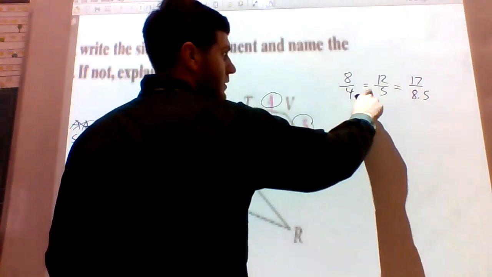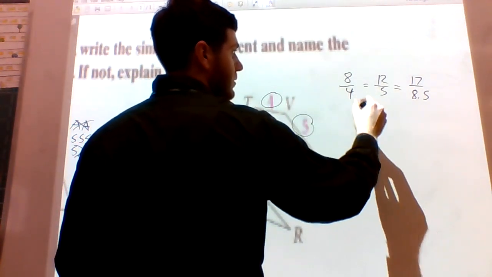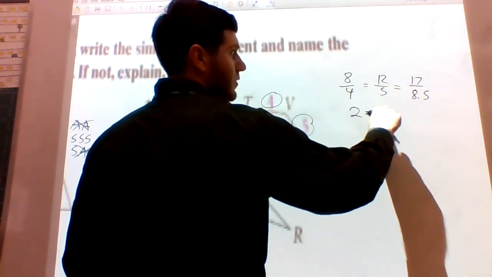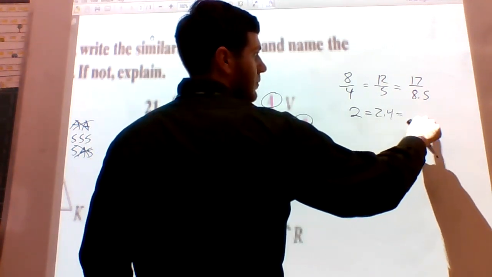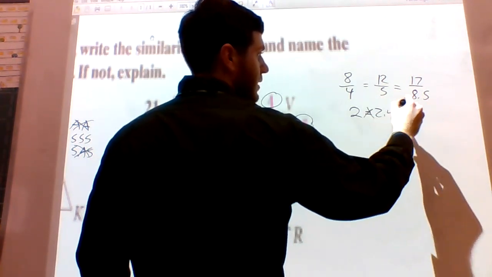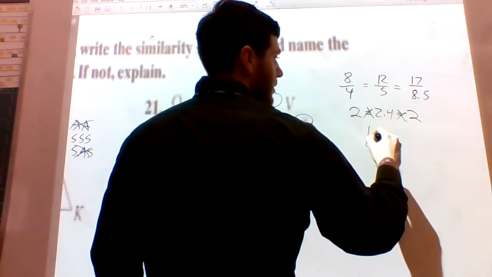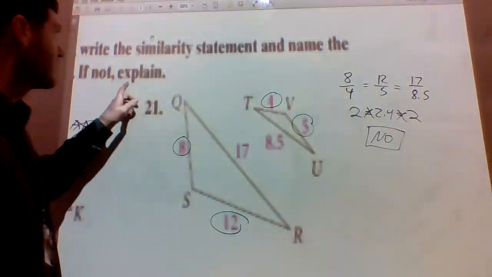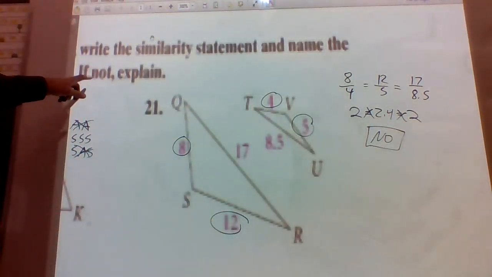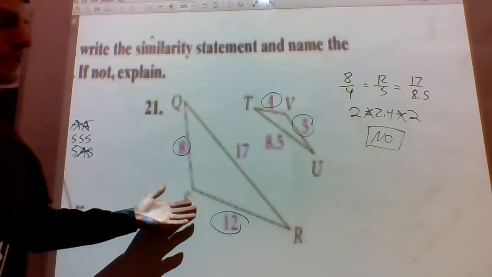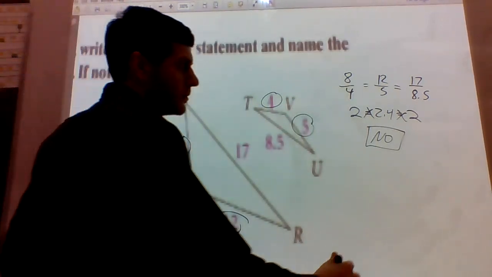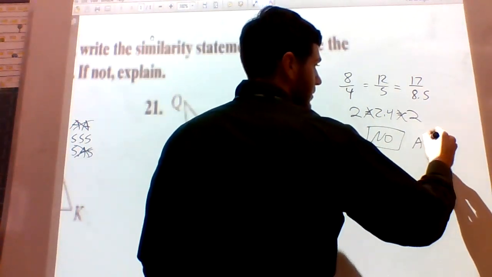Right away we see that these aren't going to match up. That's going to give us 2. This one's going to give us 2.4. That one's going to give us 2. But 2 does not equal 2.4, so we conclude they're not similar. And the question wants us to explain if they're not similar. So the explanation here is that the sides are not proportional.